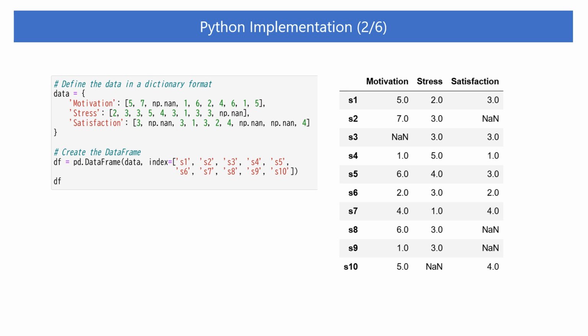Let's create the same datasets as the previous section. Let's check where the missing values are. Motivation has missing data in data point S3. Stress has missing data in S3. Satisfaction has missing data in S2, S8, and S9.